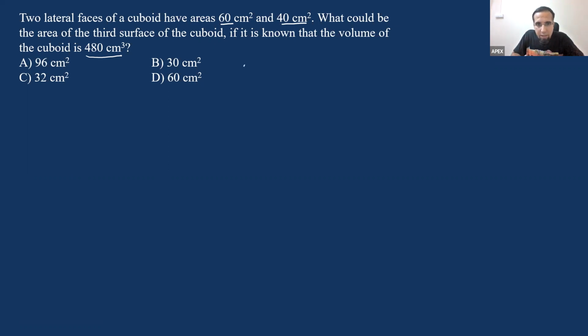We should know that L into B is one of the surfaces of a cuboid. Similarly, B into H is the other face, and L into H is the third face. Clear? So these are the three lateral surfaces. Now, curved surface area is 2 times of LB plus BH plus LH. That is not required. The question says any two of them. Let me assume L into B is equal to 60 given to us, and B into H is equal to 40 given to us.